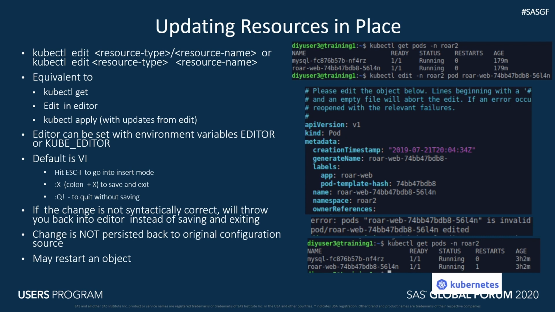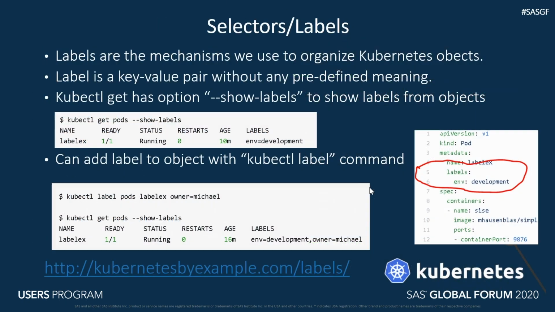Now note that this is an on-demand type of change on an instance of the running object. It is not persisted back to the original configuration source. So if you were to go back and apply the original YAMLs, you would still get the original specification, not anything that you've changed as far as edit. You could also restart an object out there if you needed to.